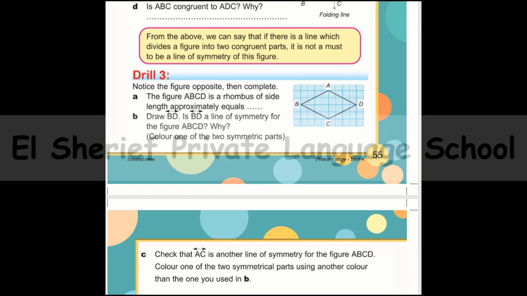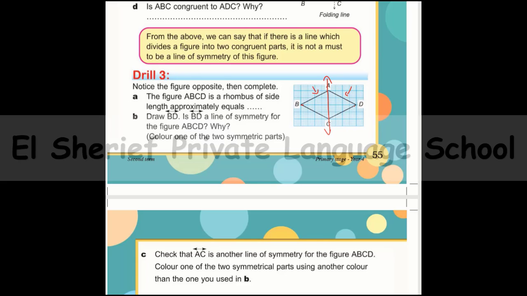In a rhombus, we can divide the figure into two congruent parts, and we can fold it. We can put angle D on point B, so we can fold this figure around straight line AC. So we can set straight line AC as a line of symmetry.